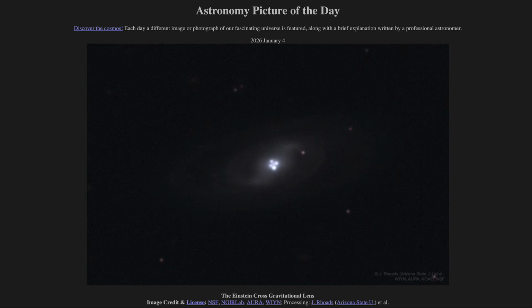So that was our picture of the day, titled The Einstein Cross Gravitational Lens.